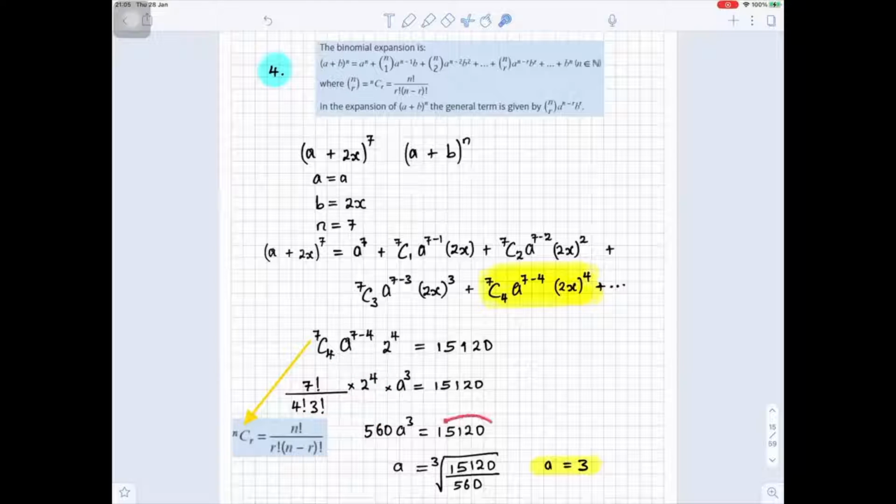560 a cubed is 15,120. So to find a, we want to find the cube root. To find a, we find the cube root of 15,120 divided by 560. Put that down on your calculator, you get a to be equal to 3.